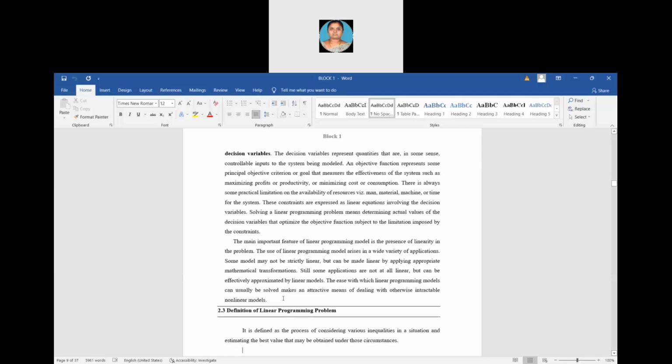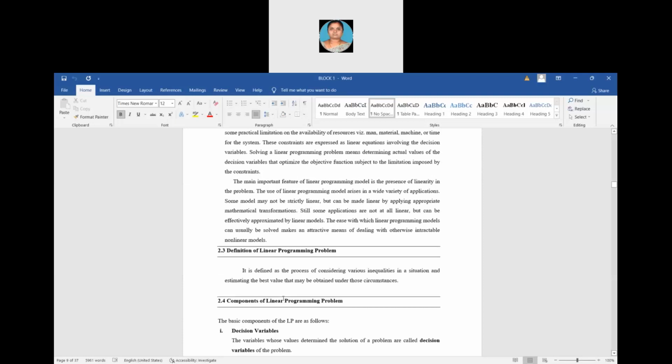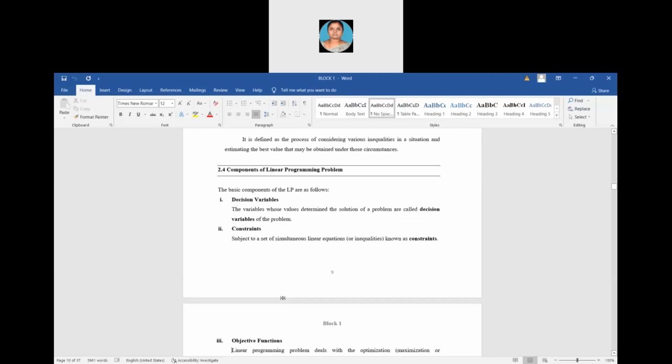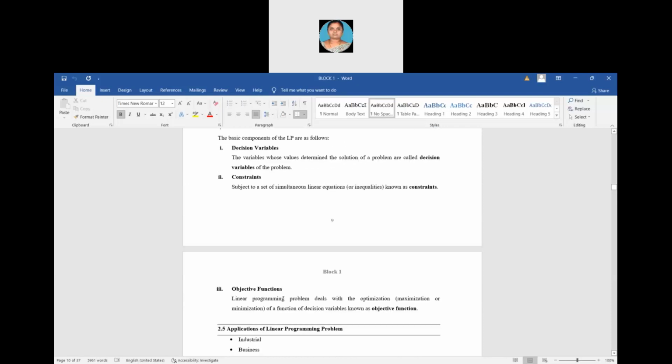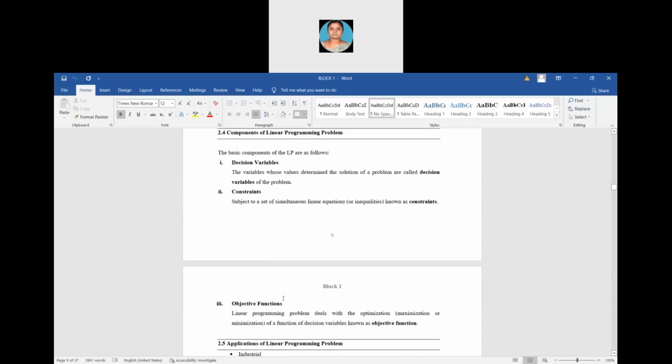And the definition is nothing but the process of considering various inequalities in a situation and estimating the best value. And what are the components? Components we already know. I think we understand very well the meaning of the decision variable, the constraints, and the objective function. These three components are very, very important for the linear programming problem.